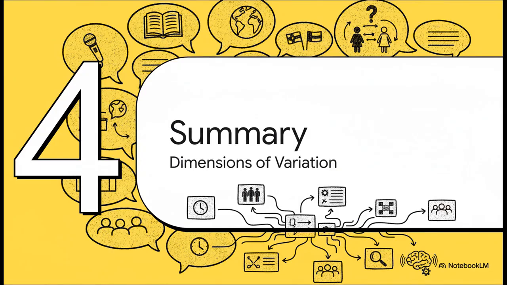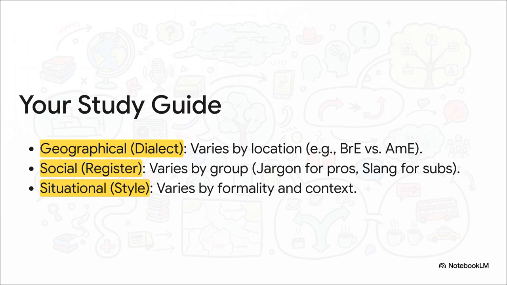Okay, so let's pull all of this together. Here's the framework you need to have in your head so you can walk into that test feeling totally prepared. So to sum it all up, the big takeaway is this: English isn't just one vocabulary, it's a whole collection of them, and they vary across three main dimensions. First, you've got geographical variation, your dialect. Second is social variation, jargon and slang. And third, situational variation, your style. Just remember those three: place, group, and situation.